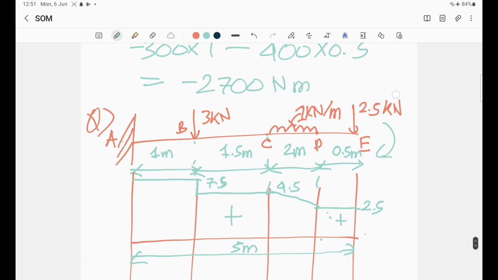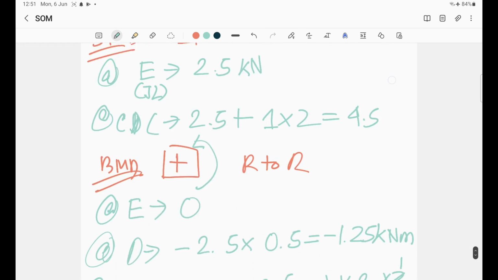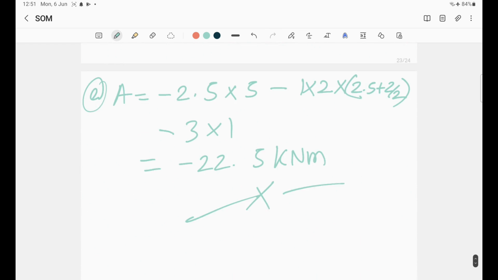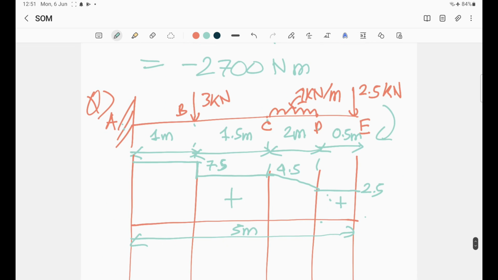The next thing which we are going to discuss, this is the last question which we are going to discuss today. It is about a simply supported beam. Sorry, it is not a simply supported beam, it is a fixed cantilever beam, and it is subjected to a point load as well as a UDL. So we need to know what happens here.